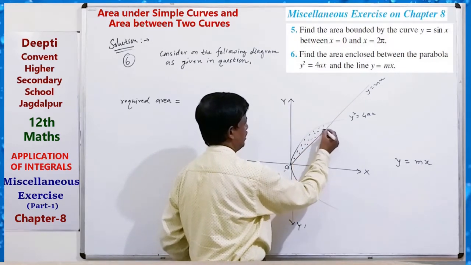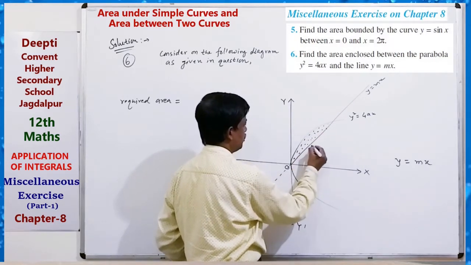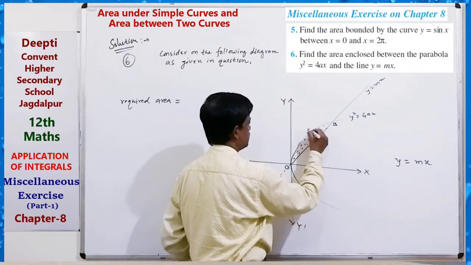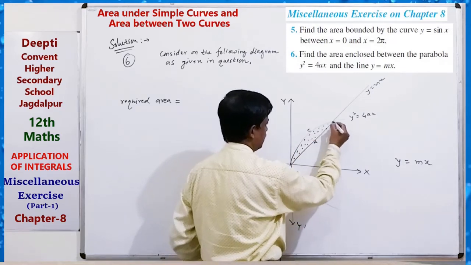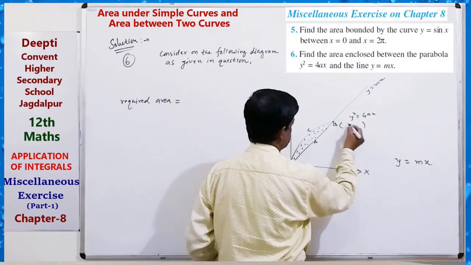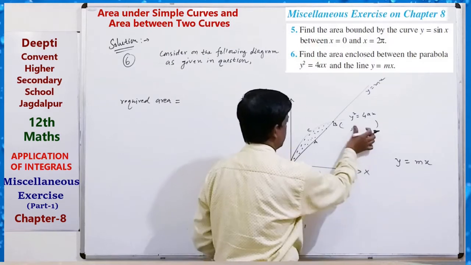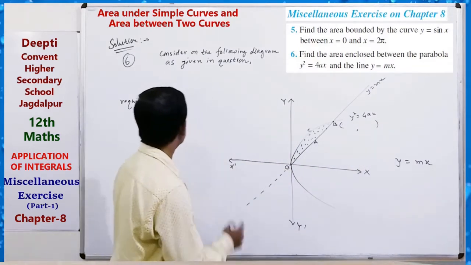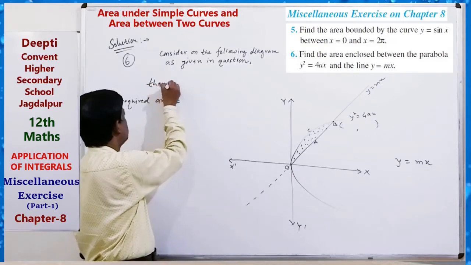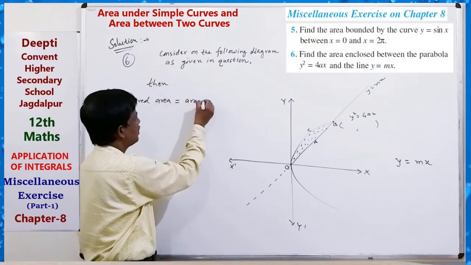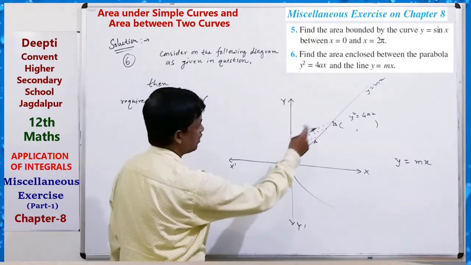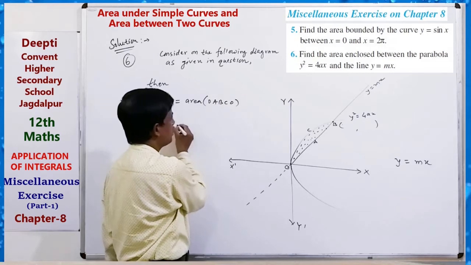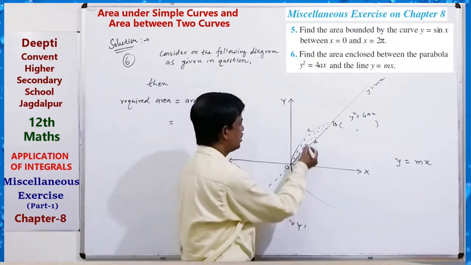A simple diagram. So O, A, suppose A, B, C. Then the coordinate of this point is the main thing here. Clear? This is the required part. So then the required area equals what? Area of OABCO. We can draw a vertical strip.